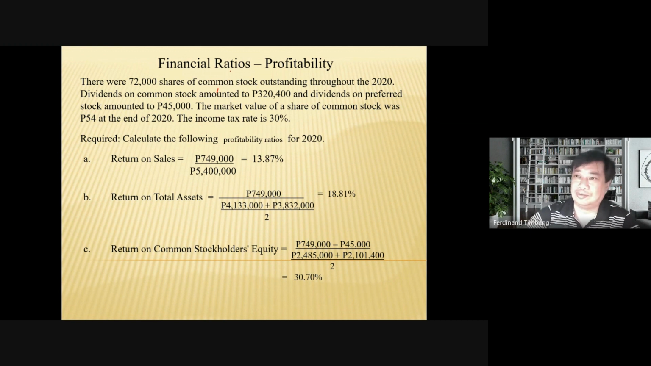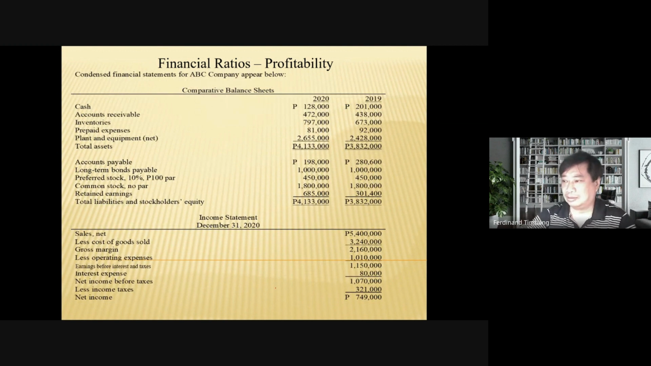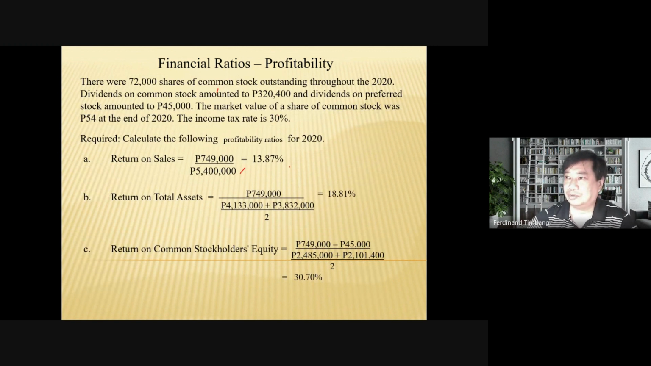So, return on sales. Pagka return on sales natin, ito yung formula natin: net income over the sales. So yung net income natin ay ito, and this one is the sales. Okay? So kaya ito siya, 13.87%.